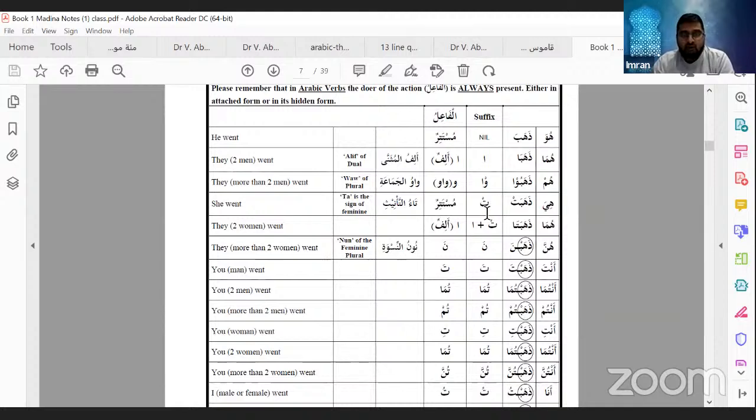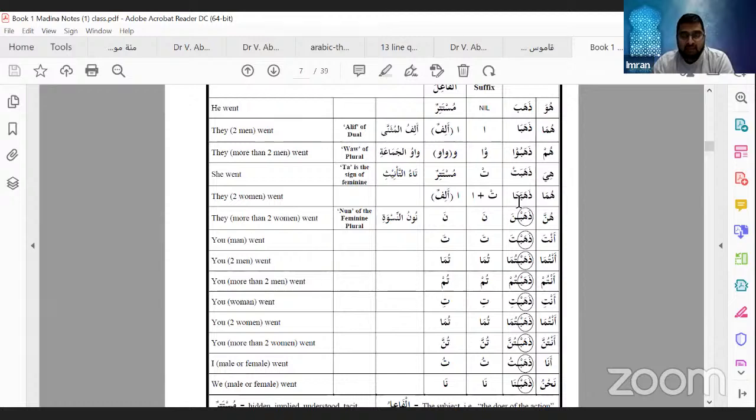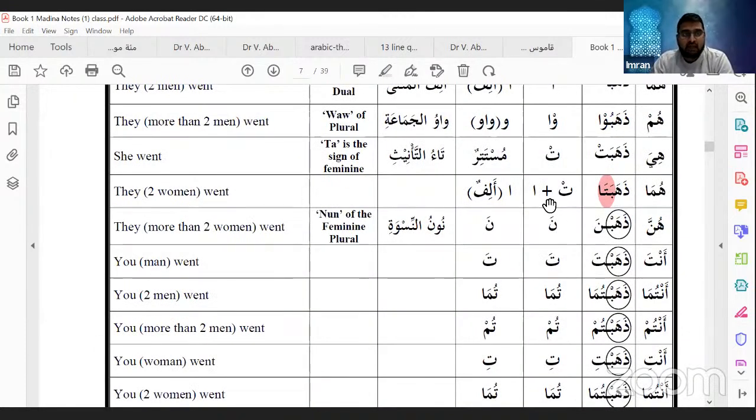And the sign of it being the fa'il is mustatirun as well. So dhahabat is a sign of female, but not a pronoun which represents she. It's just a sign of feminine. So the fa'il is mustatir like huwa. Then huma dhahabata. In dhahabata, ta is the sign of female. Alif is the sign of dual. So that's the reason why we say huma dhahabata. They both females went.